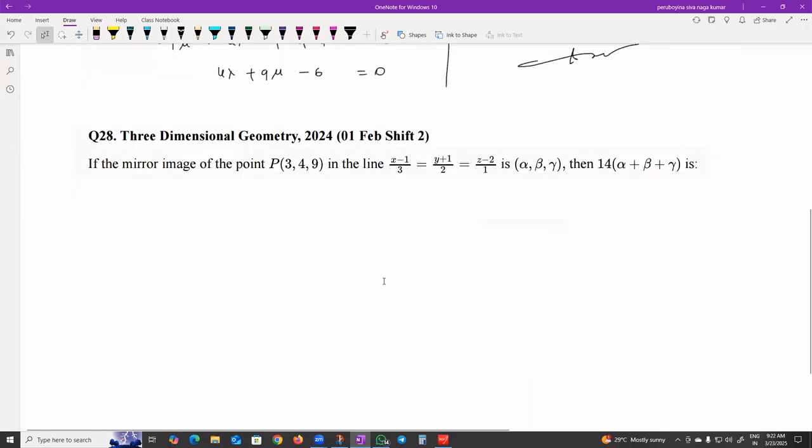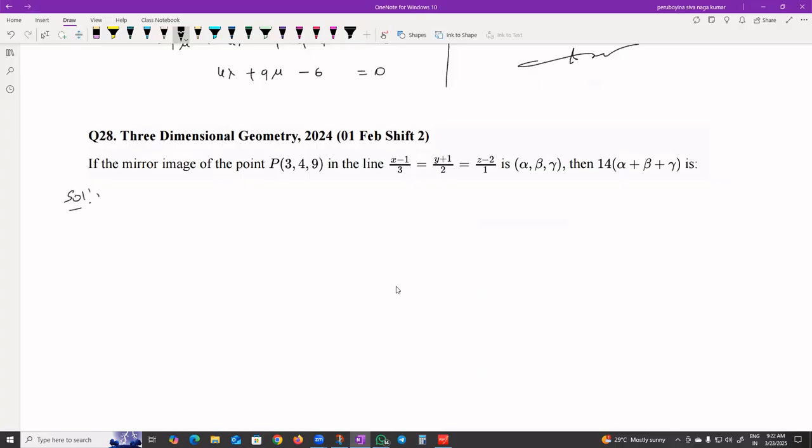If the mirror image of the point P 3, 4, 9 in the line is alpha, beta, gamma. Actually, he is asking image. Of course, he is saying mirror image. That means with respect to the line, he is talking about the mirror image like that. Okay.